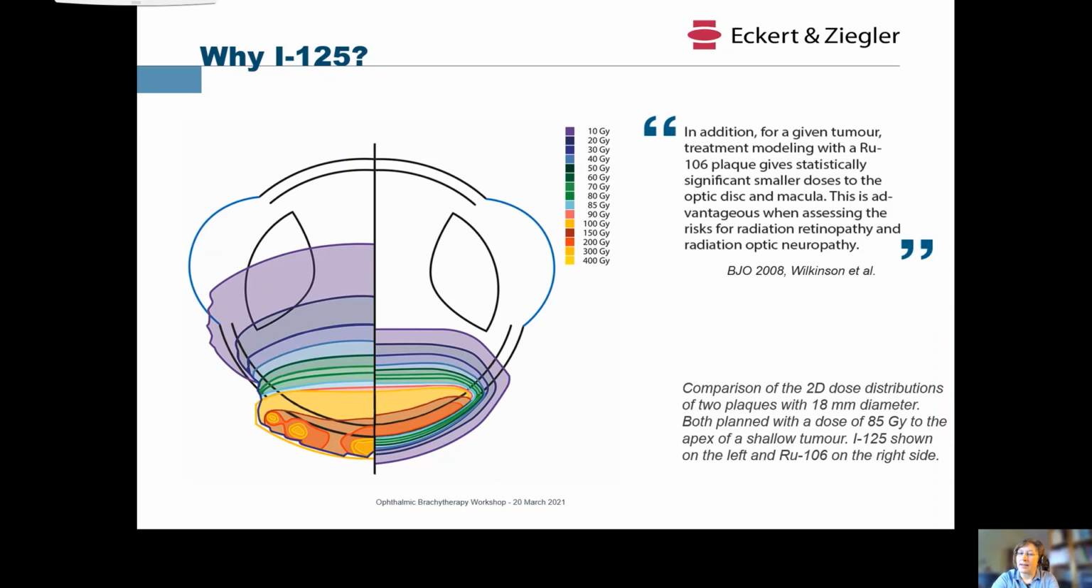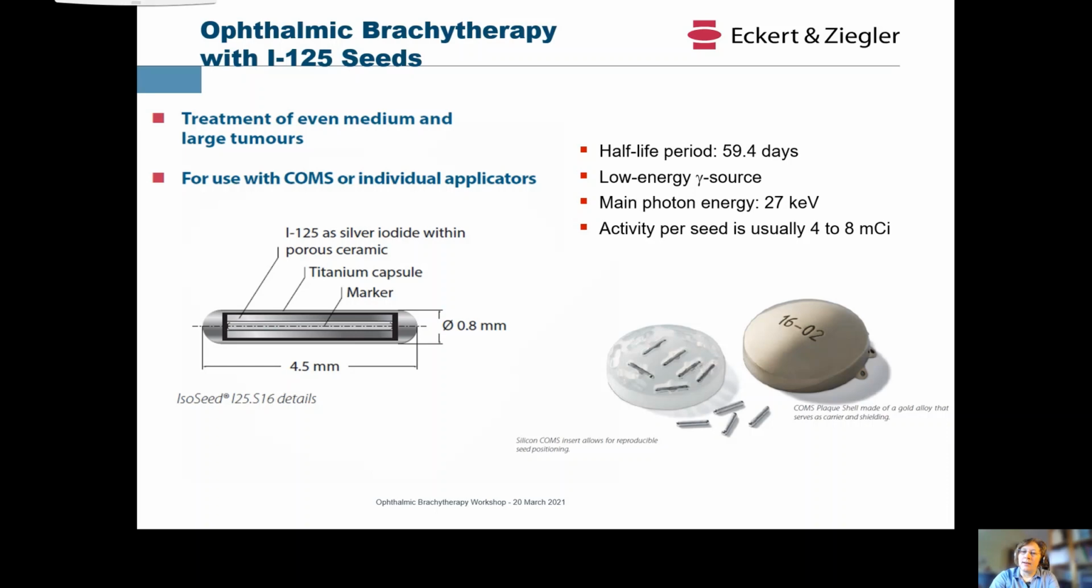But for those patients suffering from larger tumors, you still might want to help them keep their eye. In this case, iodine comes in. It allows to treat larger tumors because of the deeper penetration depth of the gamma radiation. As you have seen before, iodine-125 comes as small sources, so-called seeds. Iodine has a half-life of about 60 days, and the seeds contain the radioactive material bound to a ceramic rod. It's a low-energy gamma source. Nevertheless, the titanium capsule is very thin and allows the radiation to penetrate. The activity per seed is usually 4 to 8 millicurie when loaded into COMS applicators.